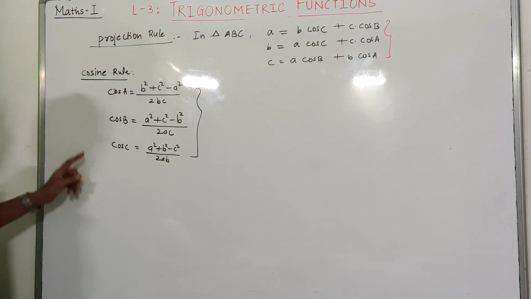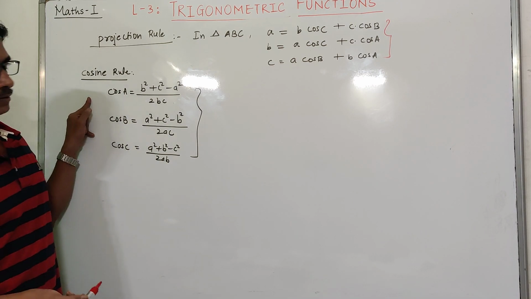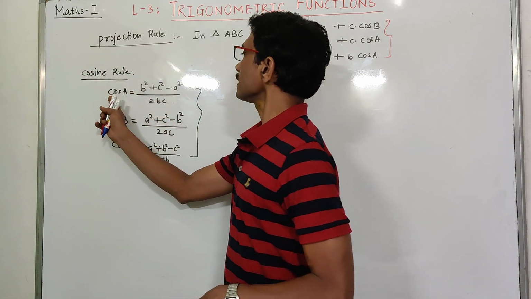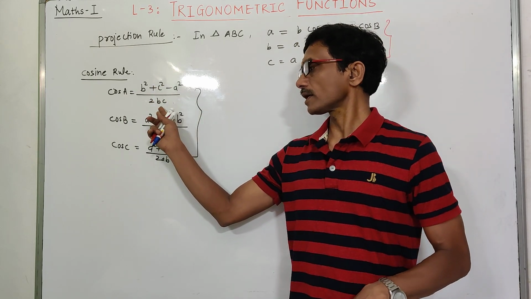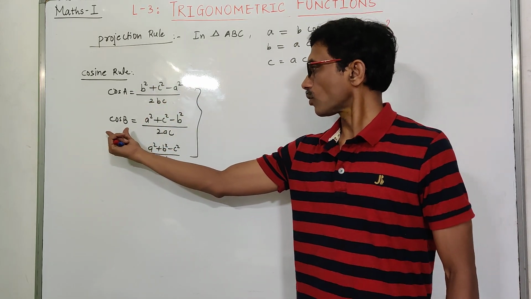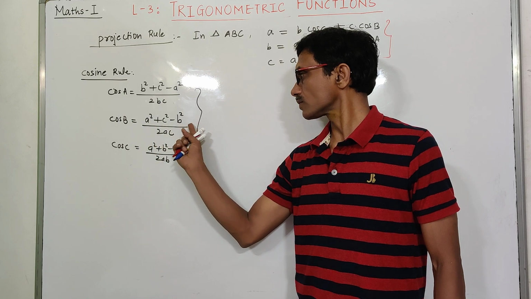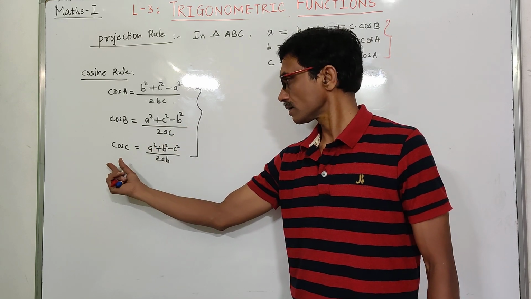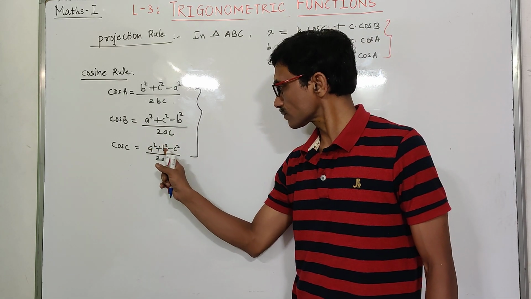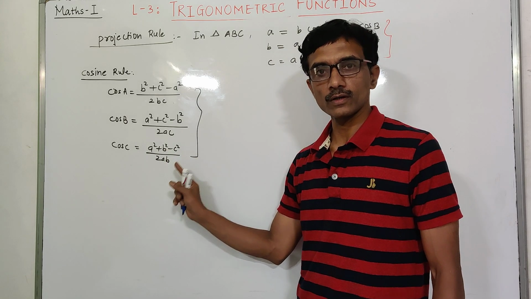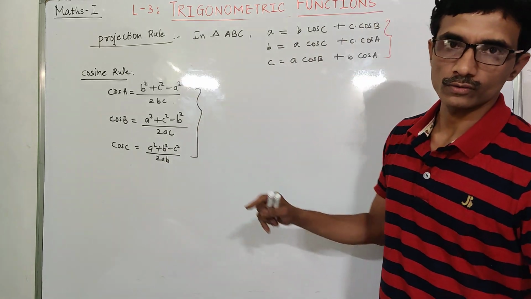Earlier we have seen the cosine rule. What is the cosine rule? Cos A is equal to b square plus c square minus a square upon 2bc. Cos B is equal to a square plus c square minus b square upon 2ac. And cos C is equal to a square plus b square minus c square upon 2ab. This is what the cosine rule is.